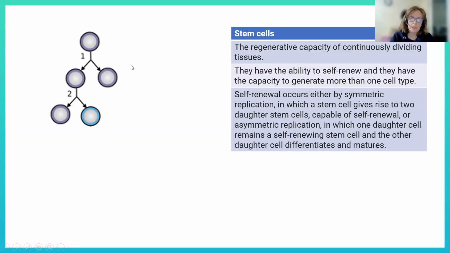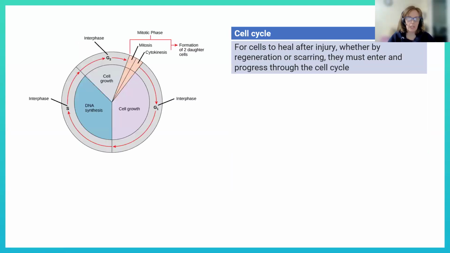So stem cells have the ability to self-renew, to regenerate cells that are identical to the parent cell, or you can have something called asymmetric replication, such as we've got here, in which one of the daughter cells is able to self-renew. It's the same as the parent cell, and then the other one has differentiated. So it's specialized, and it can go off and mature into another type of cell, another cell type, essentially.